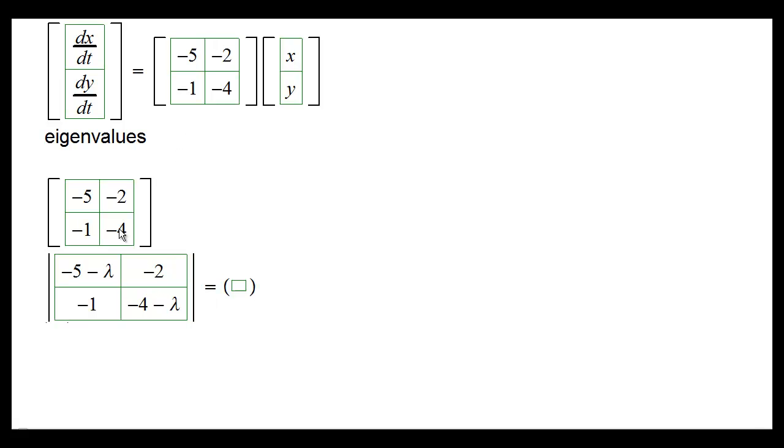The determinant will be, just multiply the diagonals, it is only a 2 by 2 matrix, and then take the difference, and here we go, we have this product minus -2 times -1, which is 2. When we FOIL these, what do we get? We get 20 plus 9 lambda plus lambda square, right? Minus 2, which equals how much?